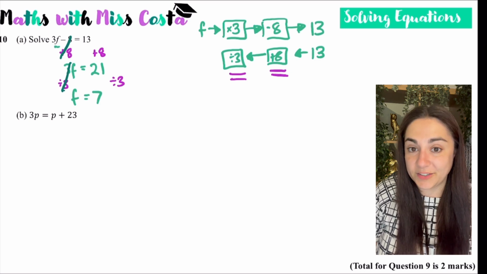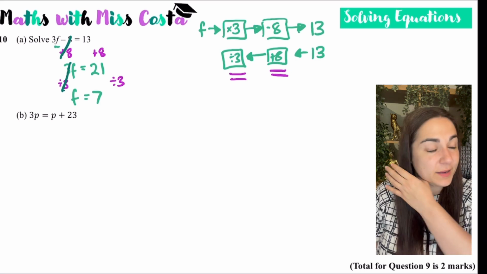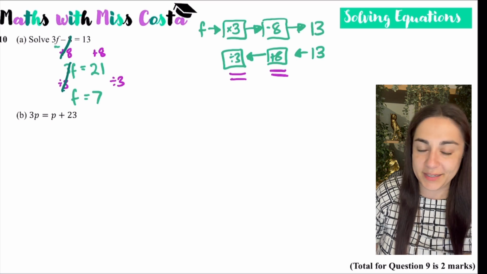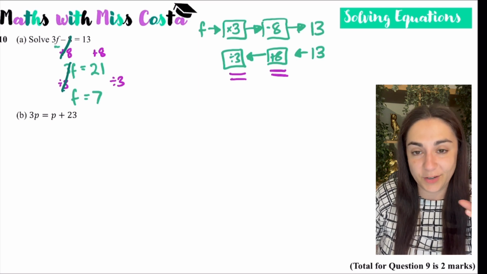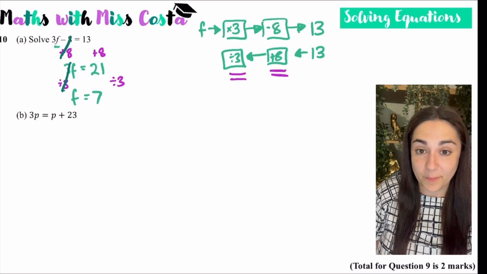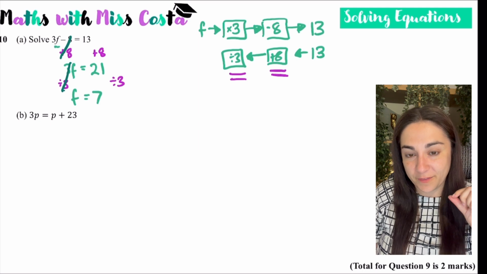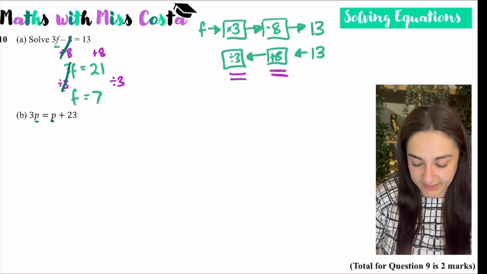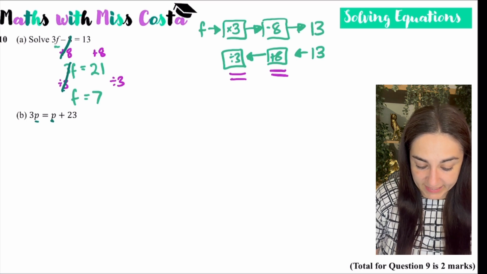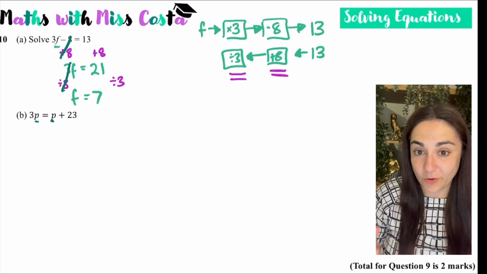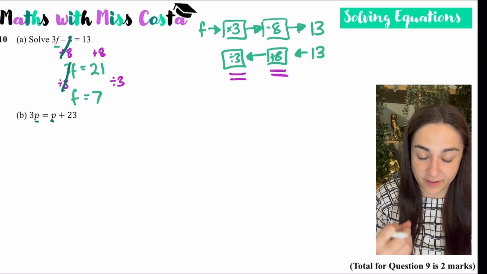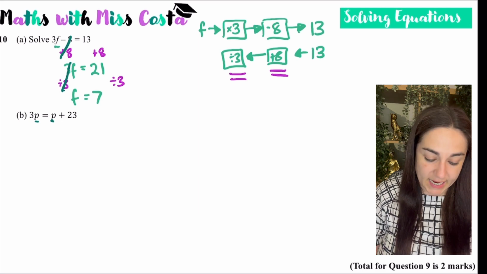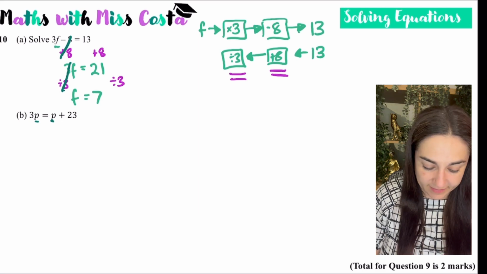So this equation is a little bit trickier. And whenever you're doing a function machine, you can use it for anything, even really, really tricky equations, but you need to only have the variable on one side. So the variable is the letter. So in this case, the variable is P, and I've got P on both sides. So what I want to do is find the smallest variable and subtract it, move it to the other side.